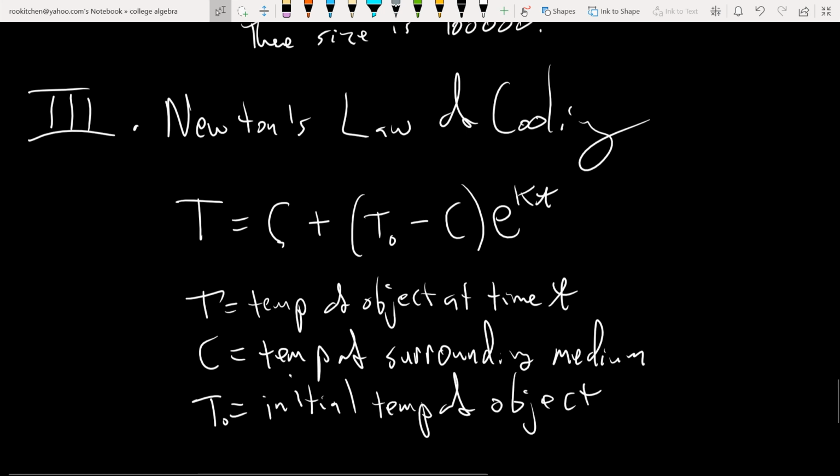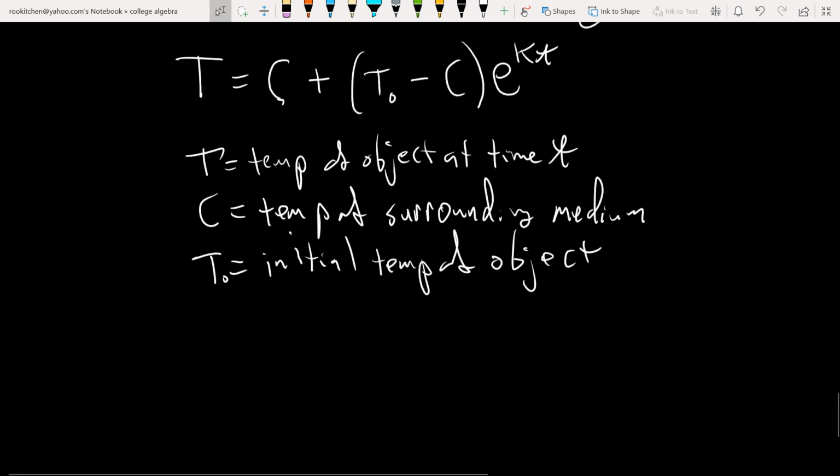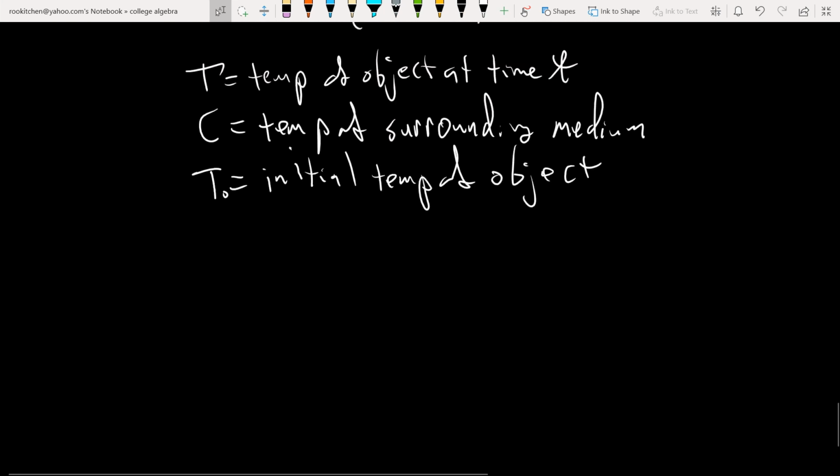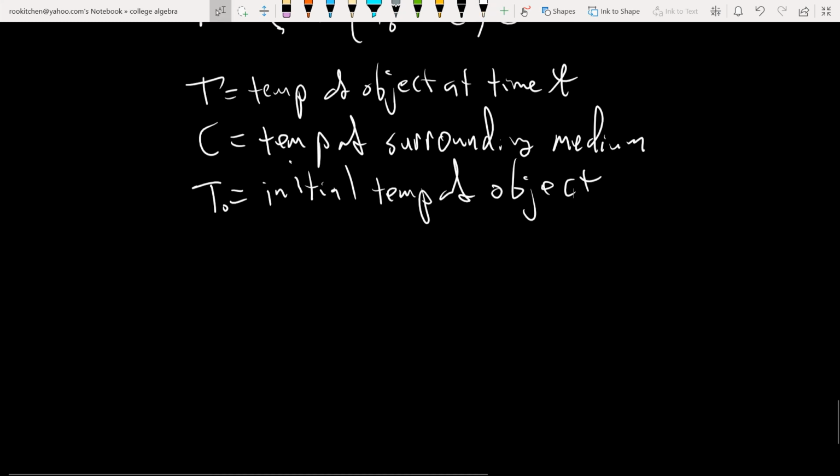K is some sort of growth constant. Okay, so let's take a look. This is problem 48, and yeah, it is about pizza.